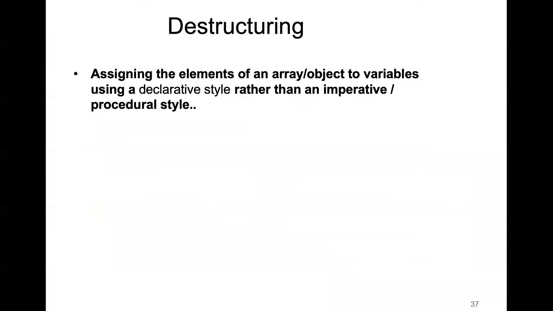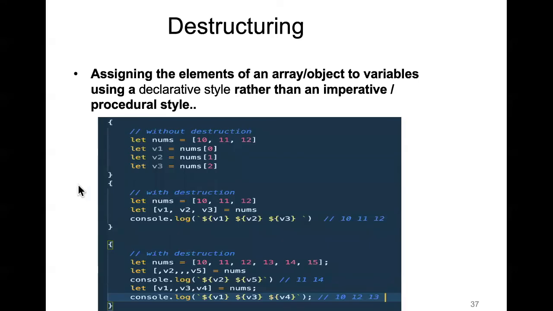Destructuring. Destructuring is where you have got a collection structure, and there are two types of collection structures in JavaScript, arrays and objects, and you want to extract the individual elements within that structure and assign them to variables. So in a sense, we want to destructure the collection. ES6 gives us a nice declarative syntax for doing that. And that's what I just want to briefly give you examples of. So here we go.